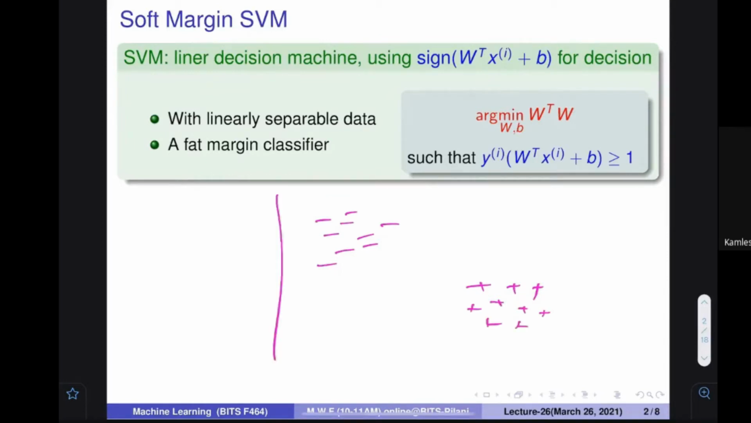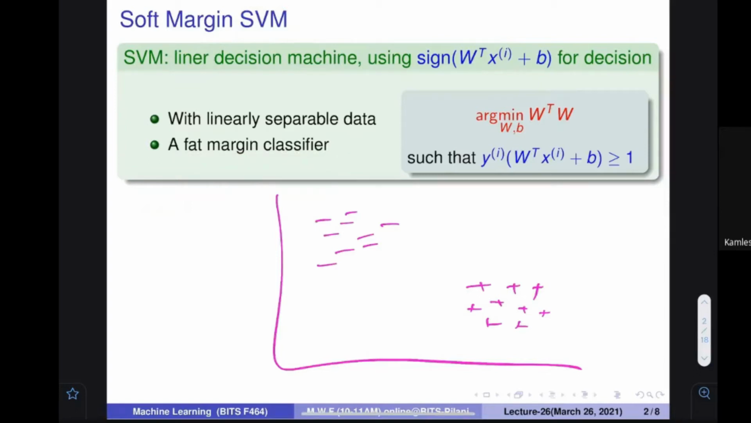If the data is in two-dimensional space, then this is linearly separable, because we can draw a line, for example any particular line, and separate this into two parts. So this is linearly separable data. SVM works for linearly separable data. One very important thing about SVM is that it is a fat margin classifier. So SVM is a linear decision machine that is a fat margin classifier.